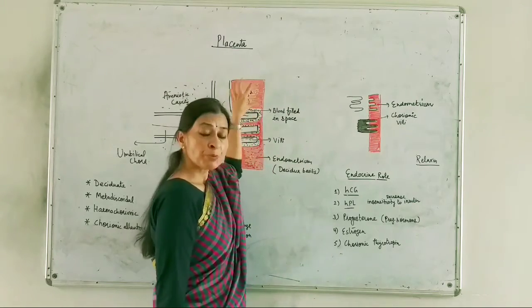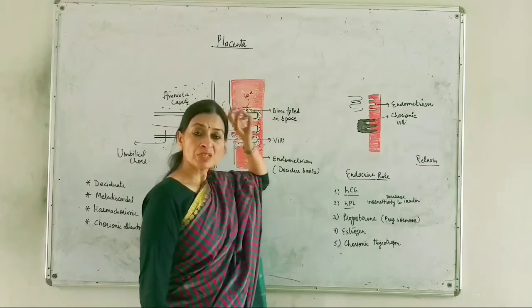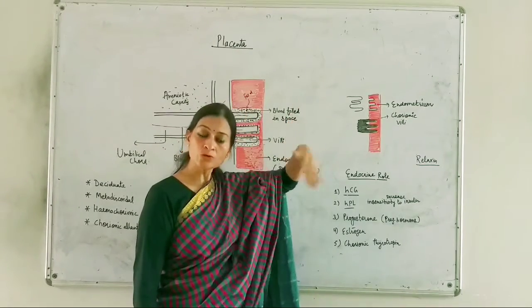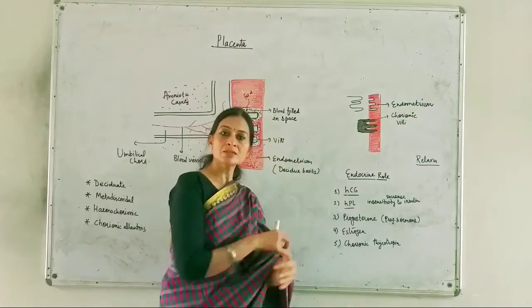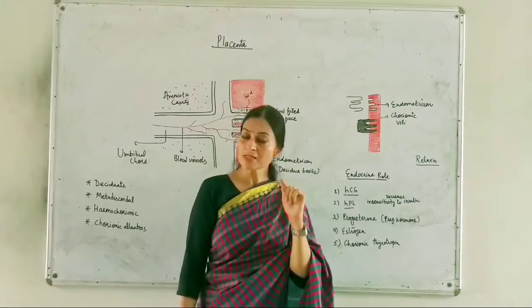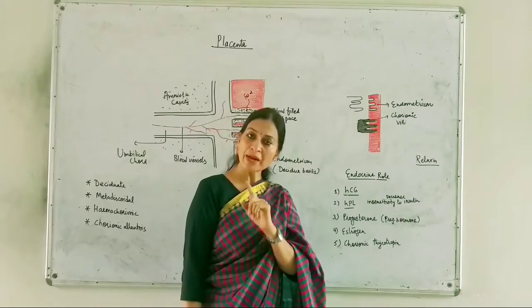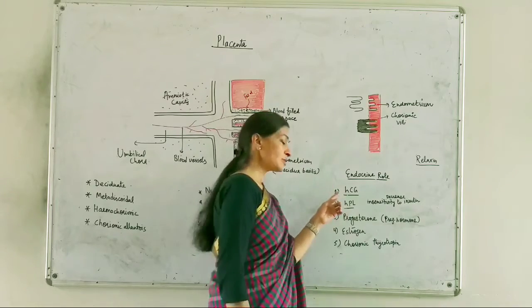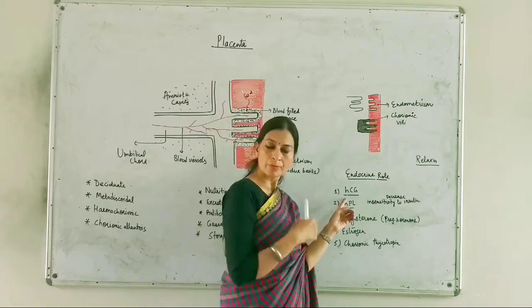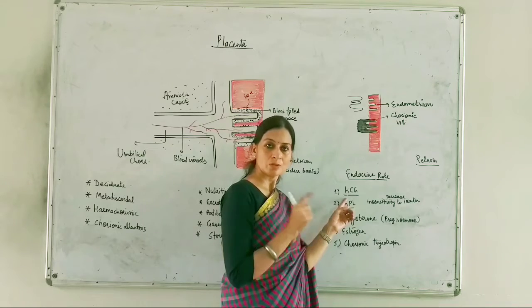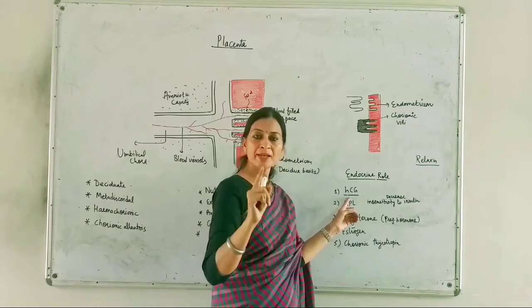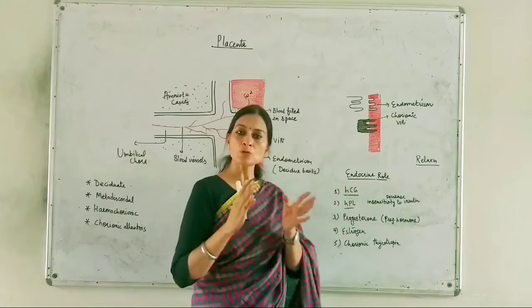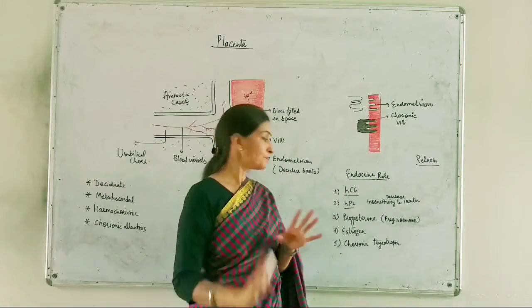And who is going to maintain this lining? Who is going to thicken this lining further throughout the gestation period? It is the progesterone hormone. And secretion of progesterone is maintained by maintaining corpus luteum, which is maintained by HCG. So HCG helps in maintenance of corpus luteum so that progesterone can be secreted.